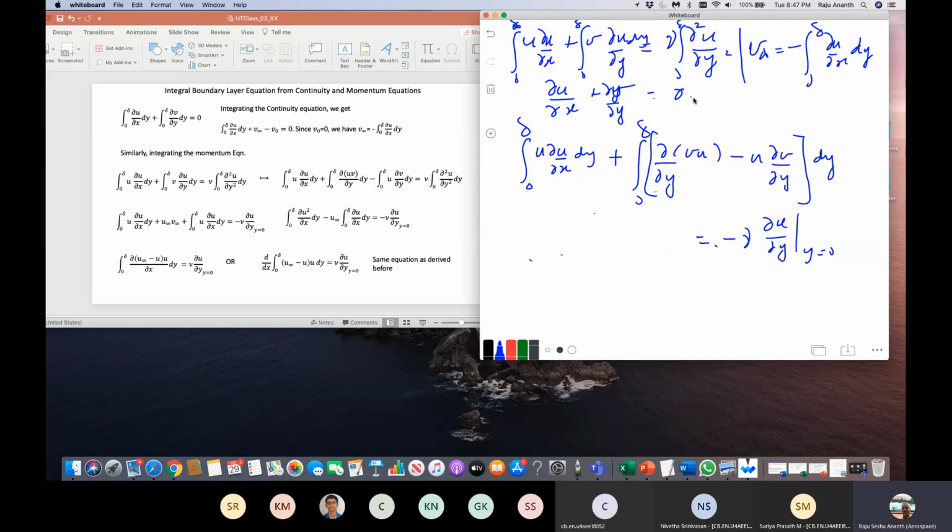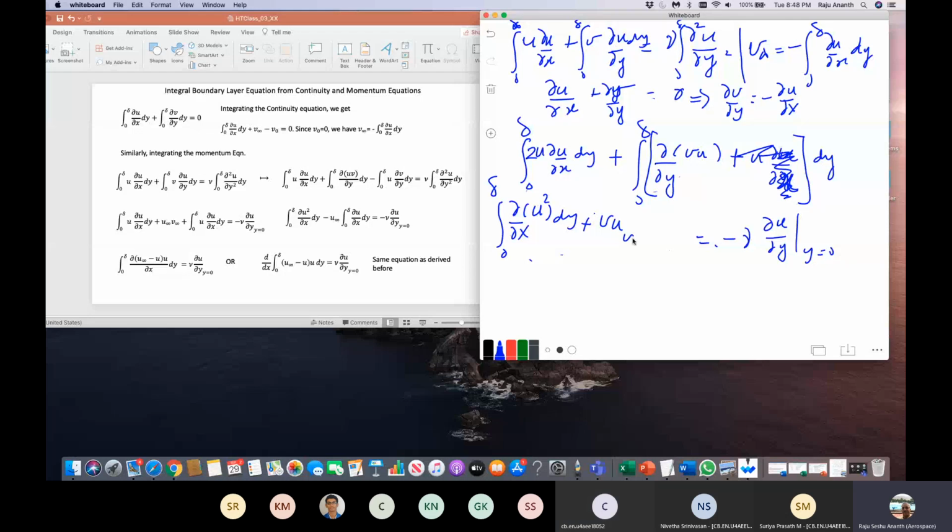So dv/dy is what here? From the continuity equation, dv/dy is nothing but minus du/dx. So I can substitute du. I can multiply this; this is equal to du/dx. Okay, so I get 2 du/dx. I can take this one out, dy. Now here, this is nothing but the integral from 0 to delta of d/dx of u squared dy.